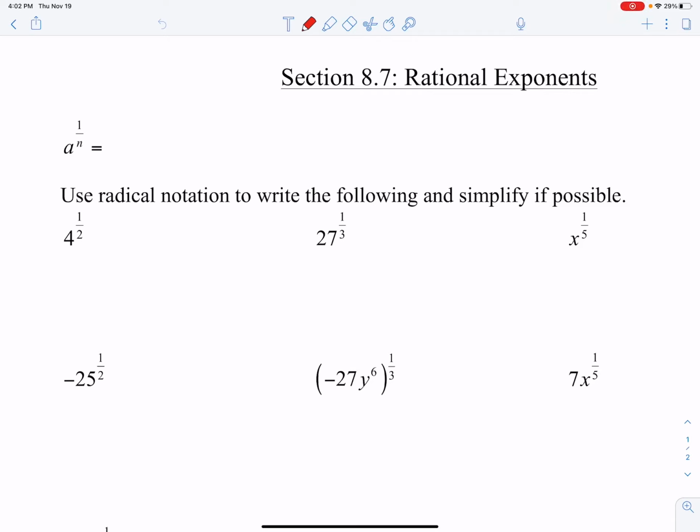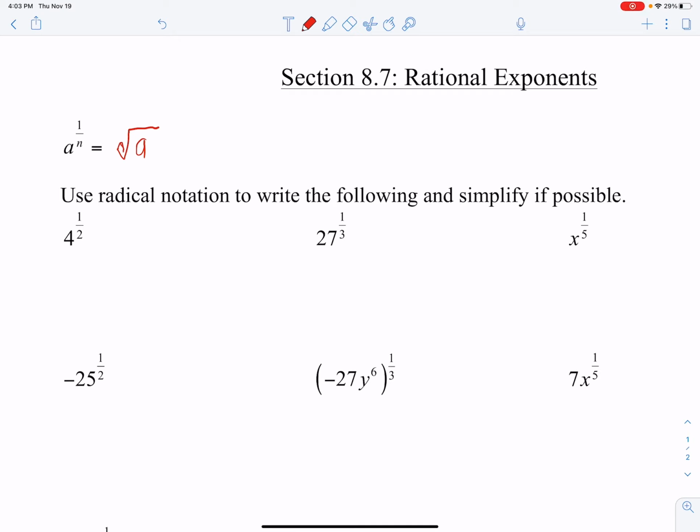In our last section of this course, we're going to learn how to deal with fraction exponents. Specifically, exponents where you have a 1 on top and another number on the bottom. When you have something like a raised to the 1 over n, that may seem really complicated, but the meaning of that mathematically is the nth root of a.